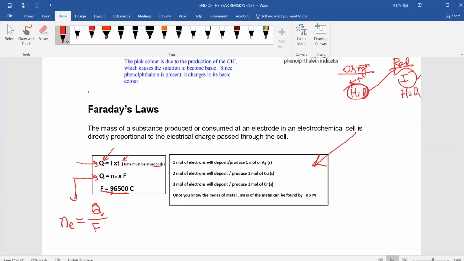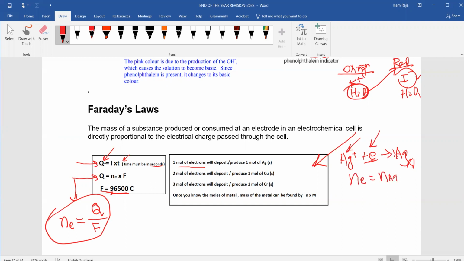Once you have found the moles, 1 mole of electrons will deposit or produce 1 mole of Ag, because in the calculation you have to find the mass or moles of metal deposited in electroplating. So why 1 mole of electrons? Because the equation is Ag plus 1 electron becomes Ag. So for each 1 mole of Ag, you just need 1 mole of electrons. So if using this formula you find the moles of electrons, Ag is also the same. Only in the case of Ag, or anything which is 1 mole, the number of moles of electrons is equal to the number of moles of Ag.